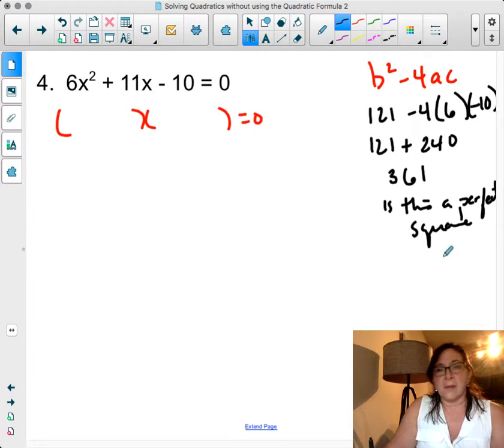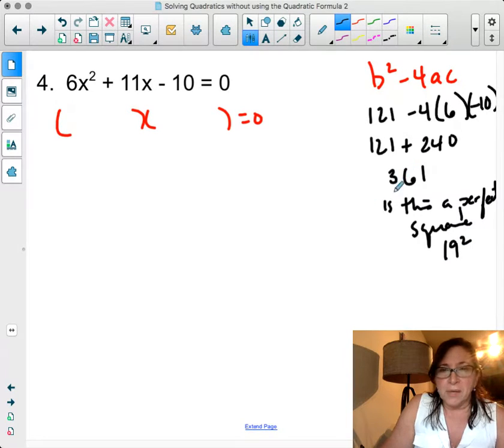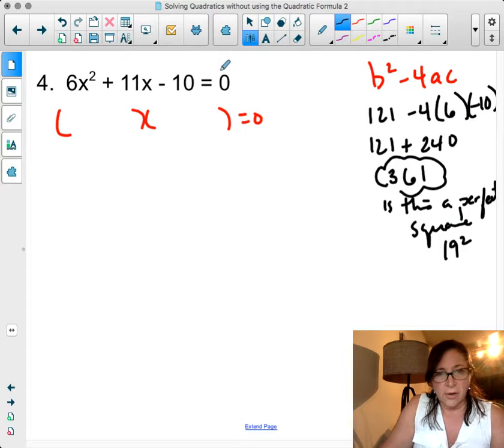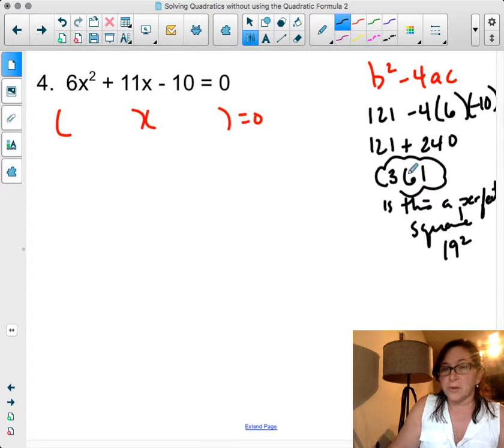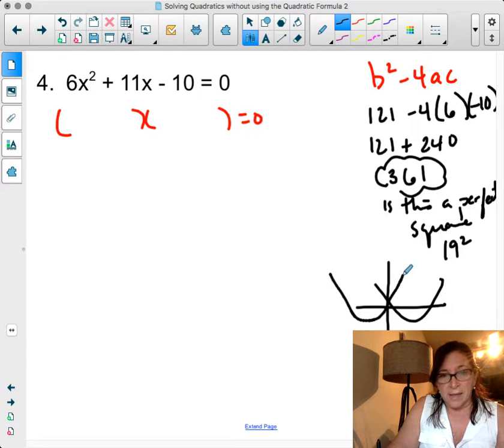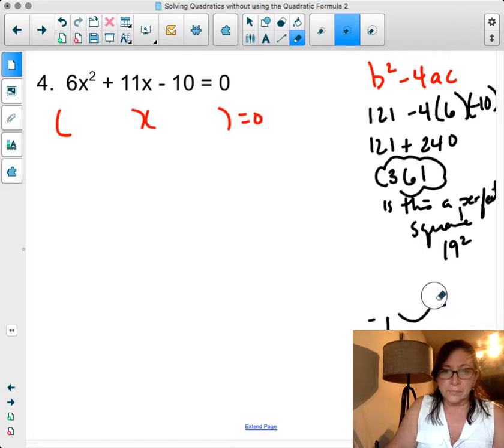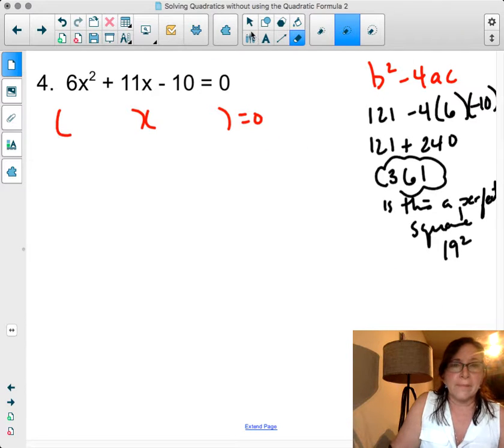It is. I believe it's 19 times 19. And so what ends up happening is not only do you know that this here is going to factor, but you also know, this being a value that's greater than 0, that you're going to have two real solutions. So it might look like that, it might look like that, but you will have two real solutions. Okay, so let's try factoring.